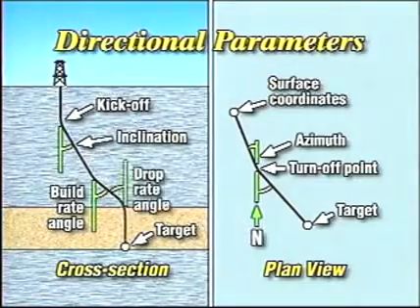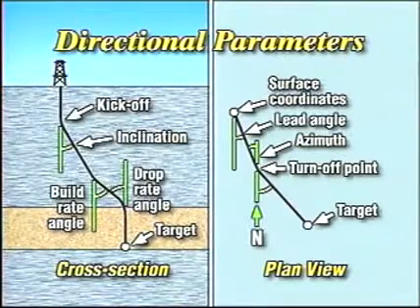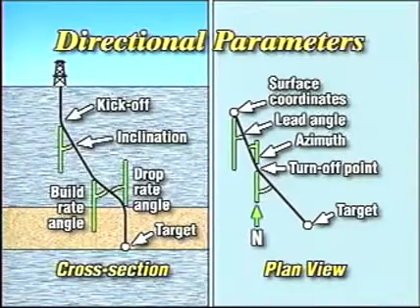Conversely, the drop rate angle on a build, hold, and drop pattern is the incremental decrease in hole inclination. The lead angle, measured in the horizontal plane from the left of the target area, accounts for the tendency of a rotary bit to walk to the right. Its value depends on local drilling conditions.